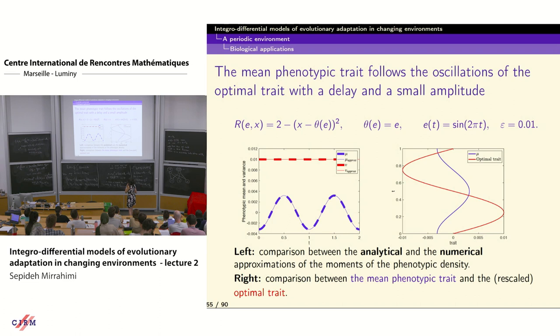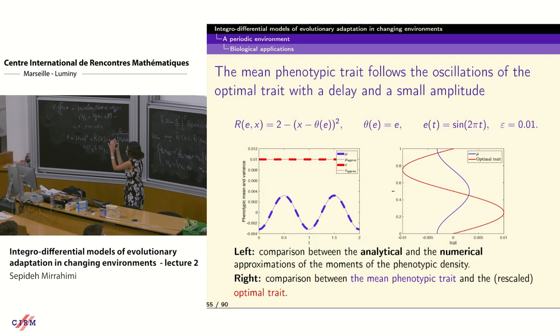Okay, so this is what we see in the figures as well. In particular, in red is the optimal trait, and in blue is the mean phenotype, and we see that we try to go in the direction of the change of the optimal trait, but we cannot. We always have a smaller amplitude, but also a delay to go in the right direction.